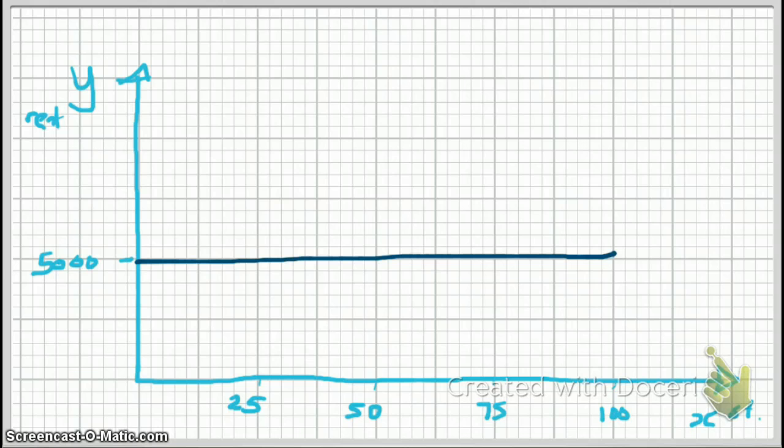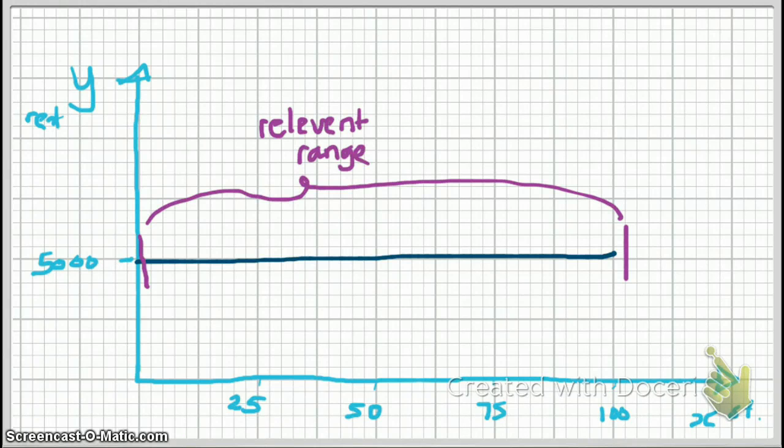Now, we stop it at 100 because our relevant range is from 0 to 100 students. After 100, we do not know what our cost graph would look like. We don't have enough information, so we stop right there. So now you can see your cost equation for your fixed cost. Y, which is equal to total cost, is equal to F, which is your fixed cost.